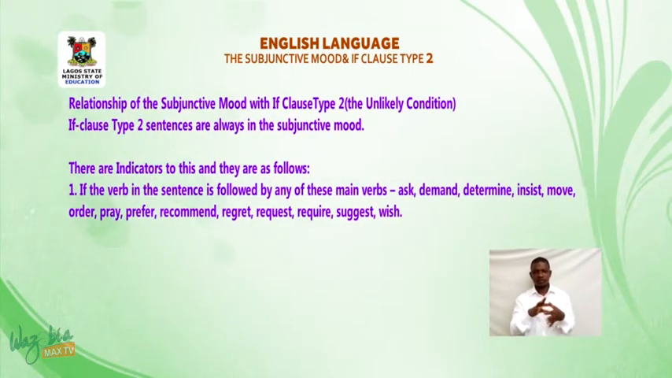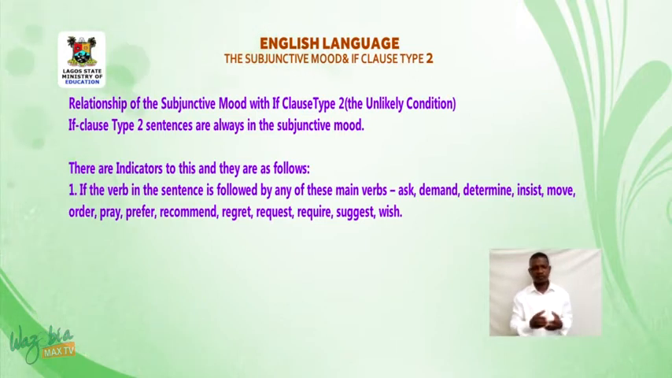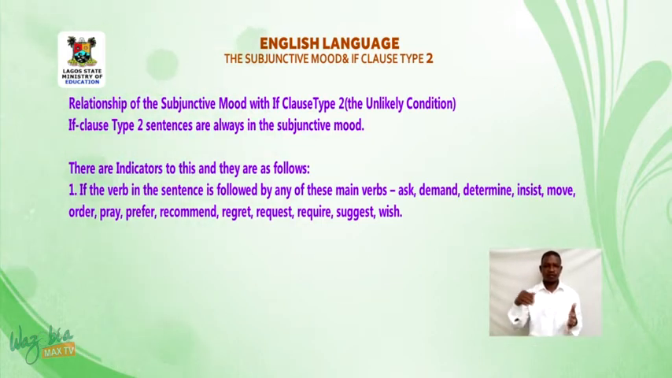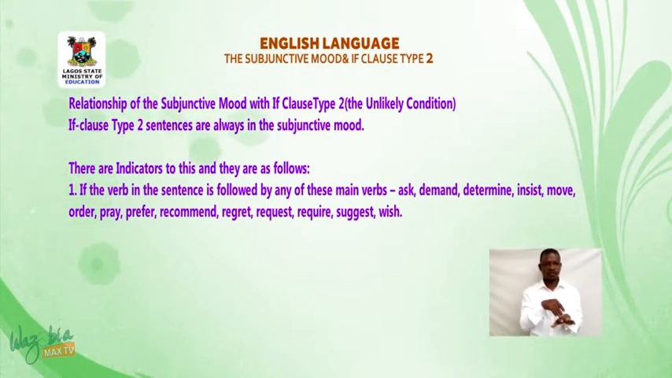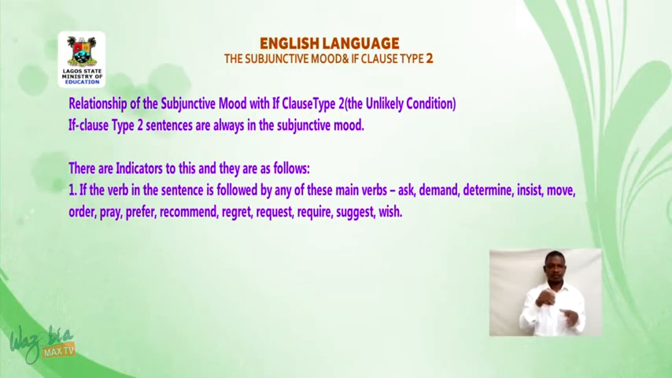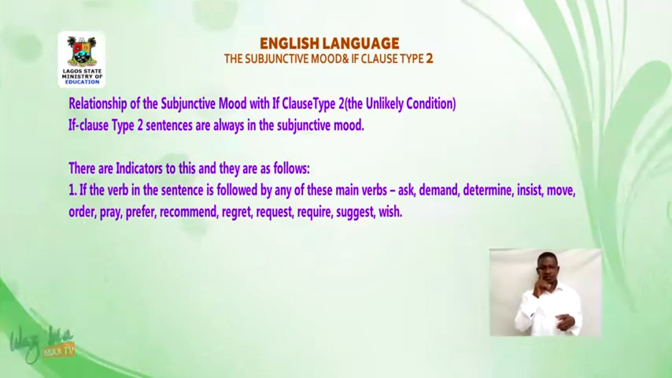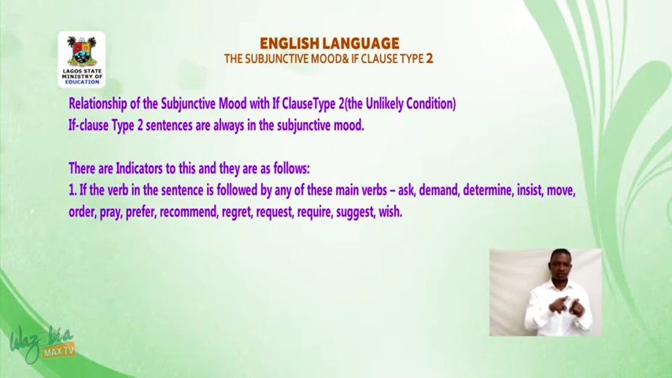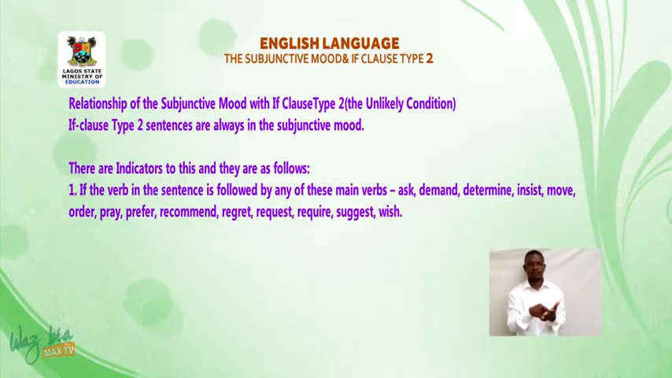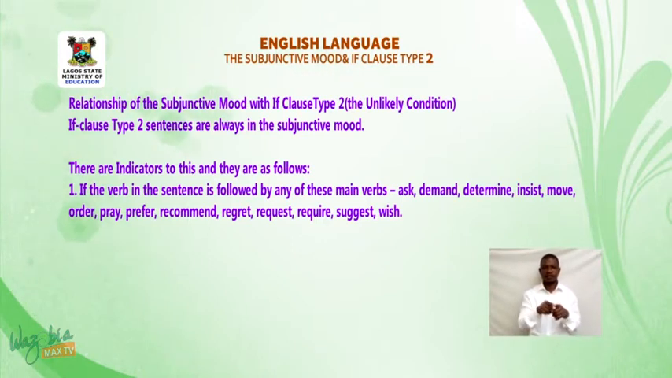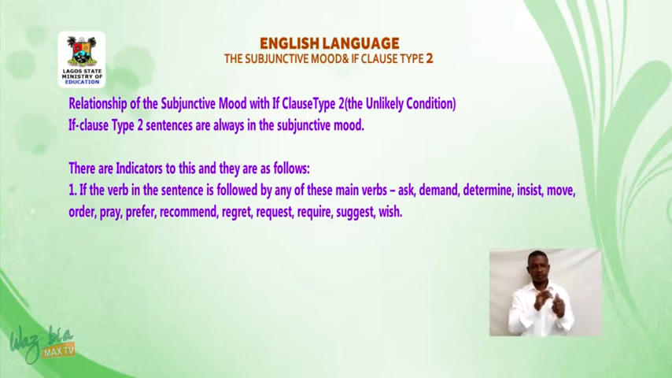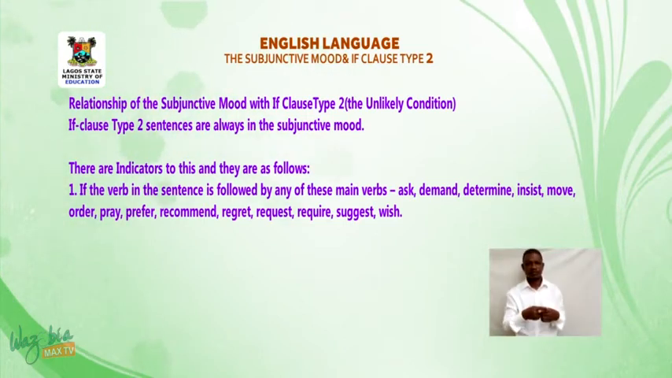Now, we want to look at the relationship of the subjunctive mood with the if clause type 2, which is also known as the unlikely condition. If clause type 2 sentences are always in the subjunctive mood. There are indicators to this, and they are as follows. 1. If the verb in the sentence is followed by any of these main verbs: ask, demand, determine, insist, move, order, pray, prefer, recommend, regret, request, require, suggest, wish.